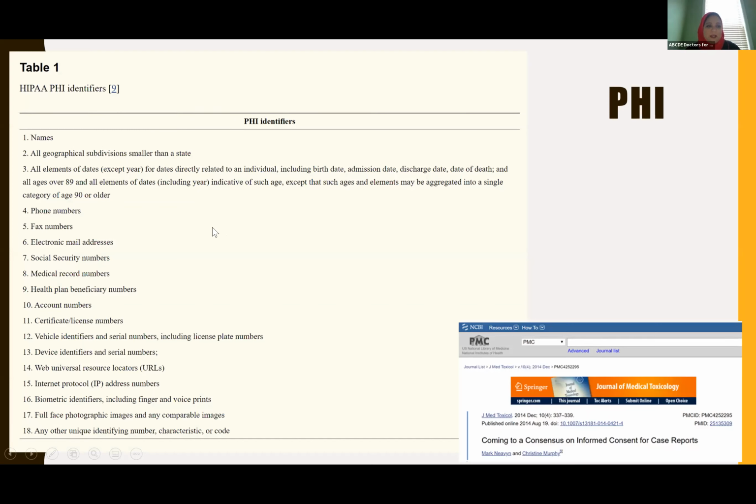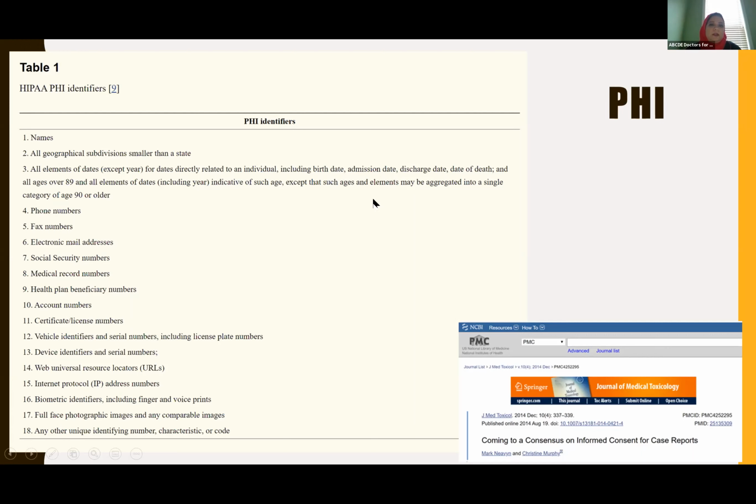So, HIPAA PHI identifiers. What are some things that, if you keep them in the case report, this patient can be identified? Names, obviously, a particular area that they're from, maybe a very specific place where you can say so-and-so from a certain town or a certain village or a certain street. Dates except for the year, so you can't put the birth date, but you could say the age of the person, right?